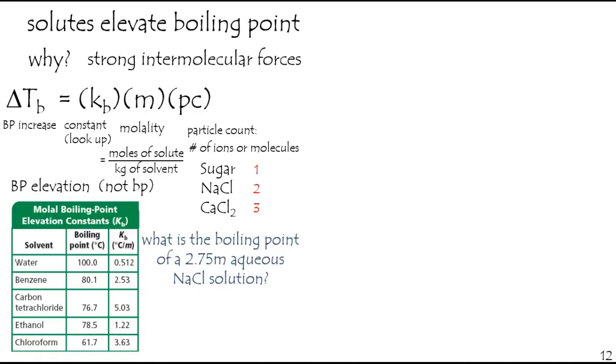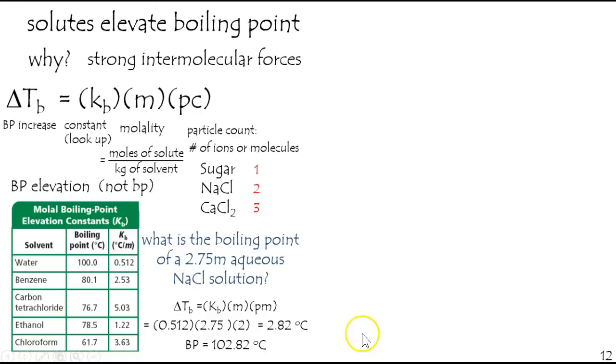Let's solve a problem. What's the boiling point of a 2.75 molal aqueous sodium chloride solution? Well, the boiling point increase we'll figure out, then we'll tack it on to 100 to get the actual boiling point. This looks like direct plug-in since 0.512 can be found right there. That's the K_B for water. Molality is given at 2.75. And the ion count for sodium chloride is 2. It breaks up into Na+ and Cl-.